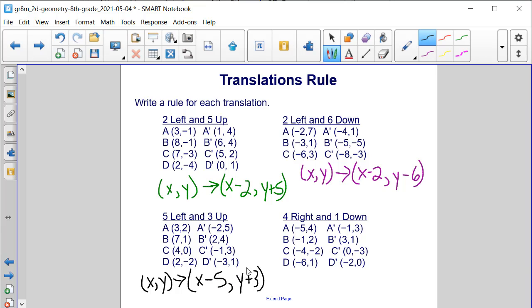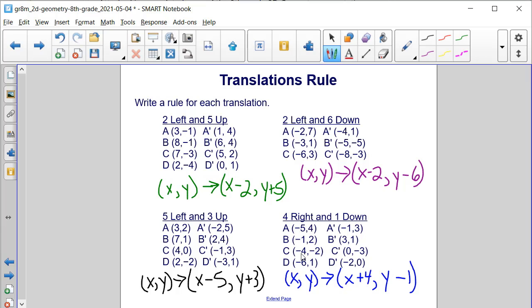So yes, this rule works for this translation. Now let's do the last one. We have x comma y. We're going to the right 4 units. So that should mean that we're adding 4 to our x coordinates. And then we're going down 1. That means we're taking the y coordinate and we're subtracting 1 from it. We're making it decrease by 1 unit.